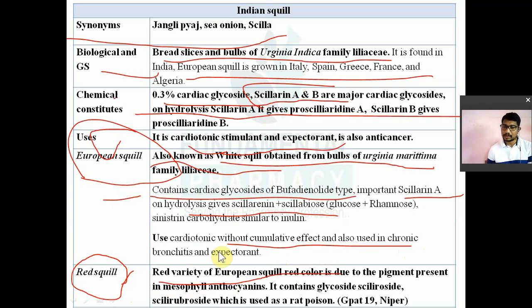Because there is one color pigment present in the mesophyll, known as anthocyanin, they are known as red squill. The anthocyanin pigment gives the red color. And it consists of some glycoside, scilliroside, which is used as a rat poison. So scilliroside, that is red squill, is used as a rat poison. A question may come on this: which of the following is used as a rat poison? Red squill.